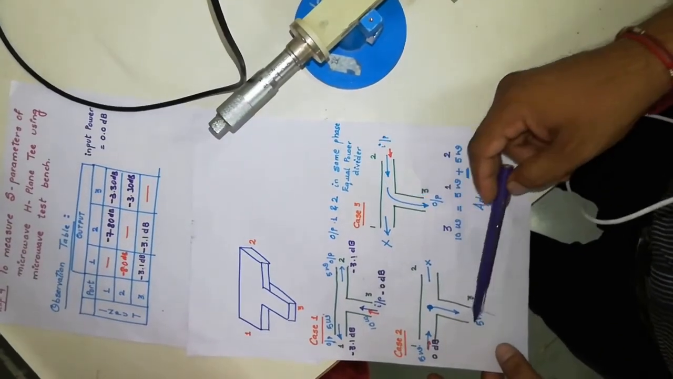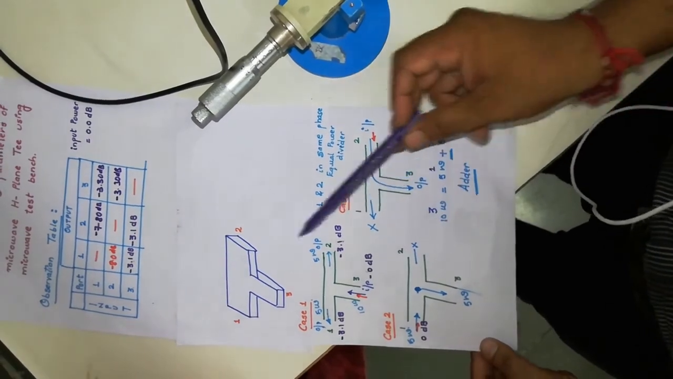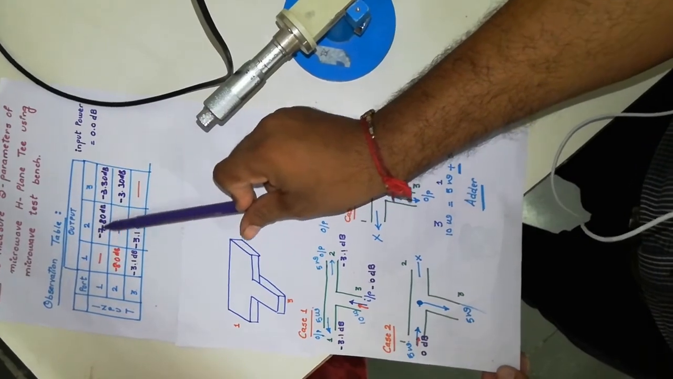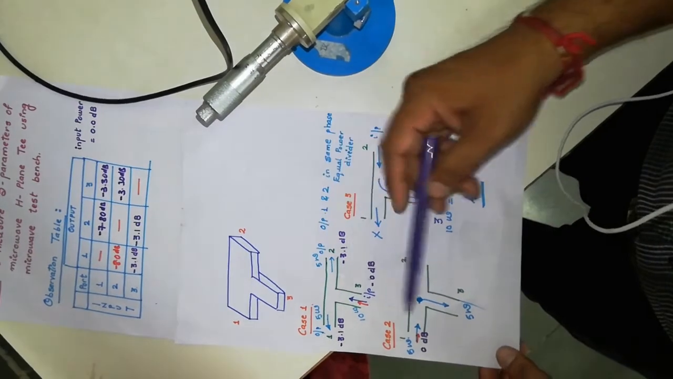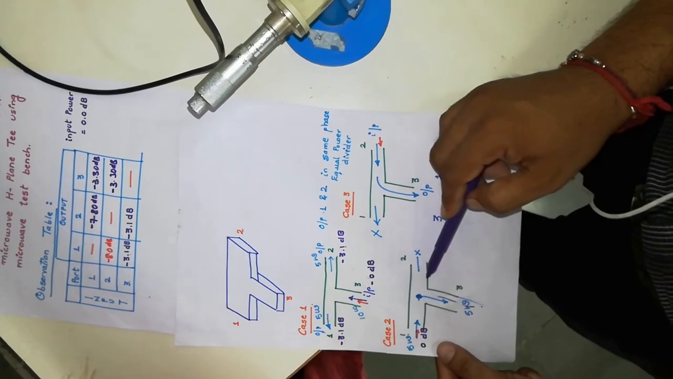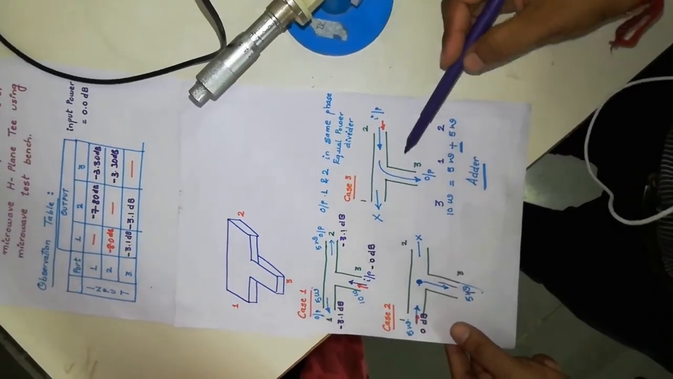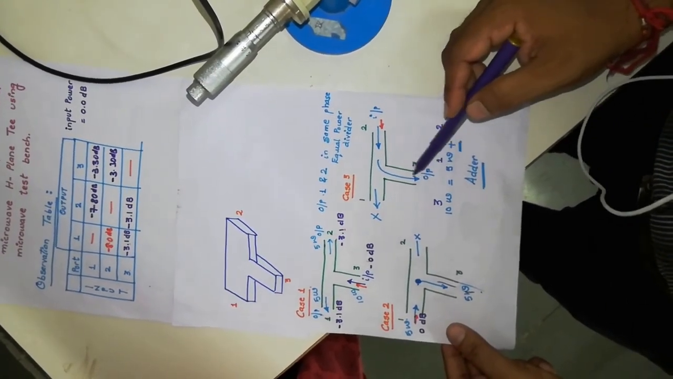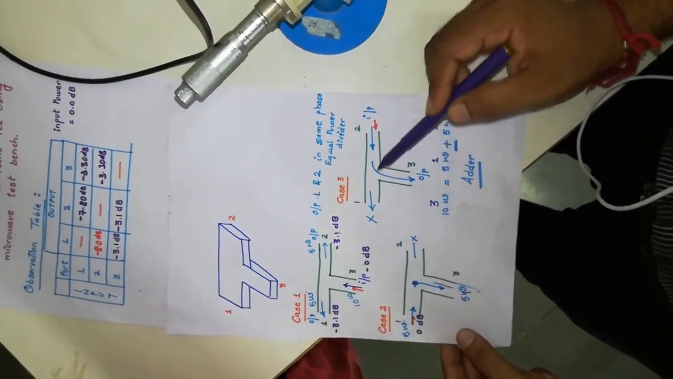In the second case, when we give power to an adjacent arm, either port number 1 or port number 2, say port number 1, we get very little power in port number 2, but most of the power goes to port number 3. Similarly in case 3, we give power to port number 2 and get most of the power in port number 3, while very small power in port number 1. So these two ports are called isolated arms.